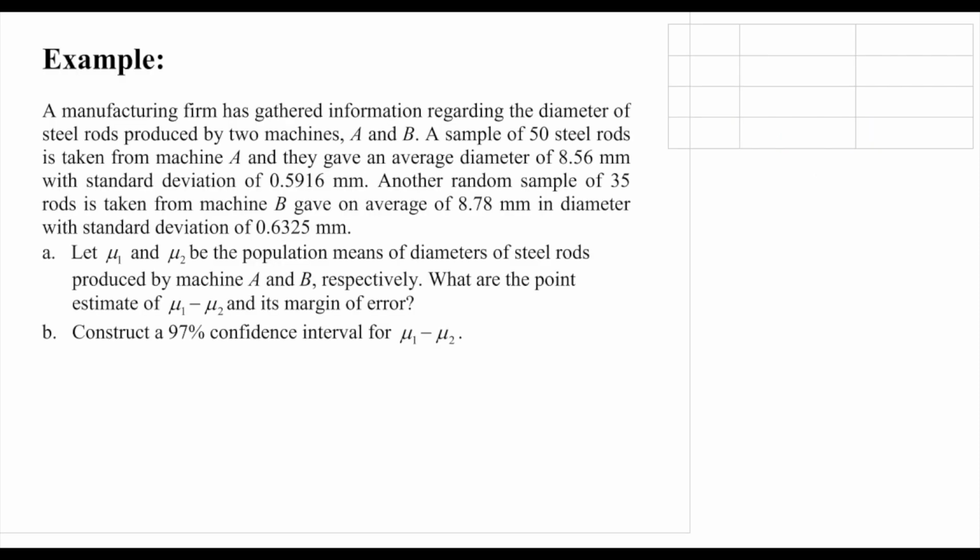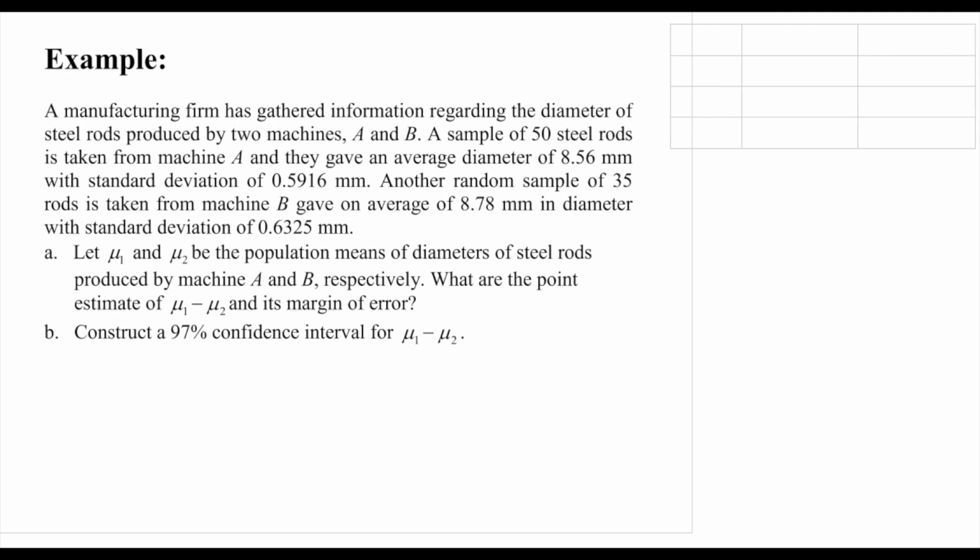Looking at an example always makes things so much simpler for us. So let's look at an example. To help you get used to answering questions, we will try out this exercise by using the formula provided in your final exam. Okay, let's start. In this example, we have information about the diameter of steel rods by two machines A and B. A sample of 50 steel rods is taken from machine A. Okay, so the sample size is 50 from machine A.